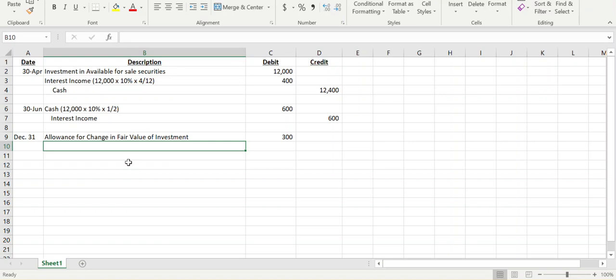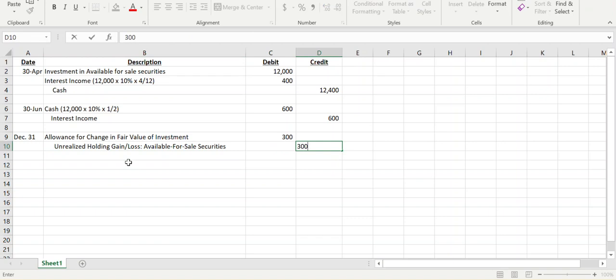So the allowance account is going to be debited to show that our total investment value as of December 31st, our balance sheet date, would have increased by $300. And what we're going to credit is our unrealized holding gain or loss for our available for sale securities for that $300. The unrealized holding gain or loss account is actually also going to be on our balance sheet. It's going to be in that stockholder equity section of our balance sheet.